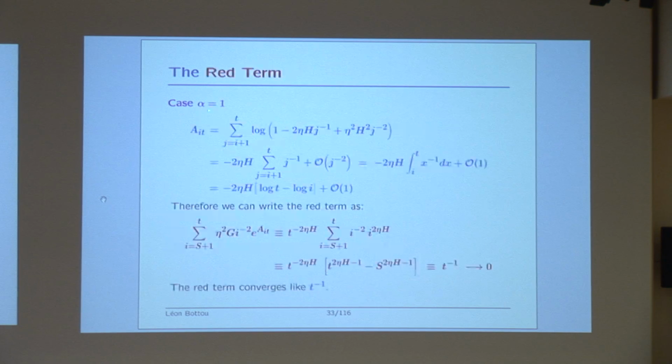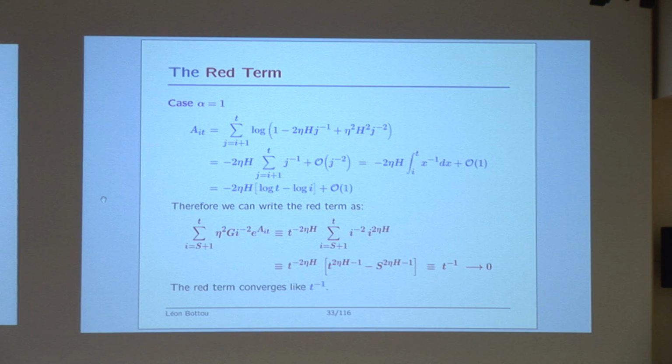So let's take the red term with alpha equal 1. And instead of a_s,t, I have a_i,t, same decomposition, but this time the sum starts with i plus 1. I approximate by an integral, and I can write minus 2 eta h log t minus log i plus O of 1. Then I can put that back into the red term.